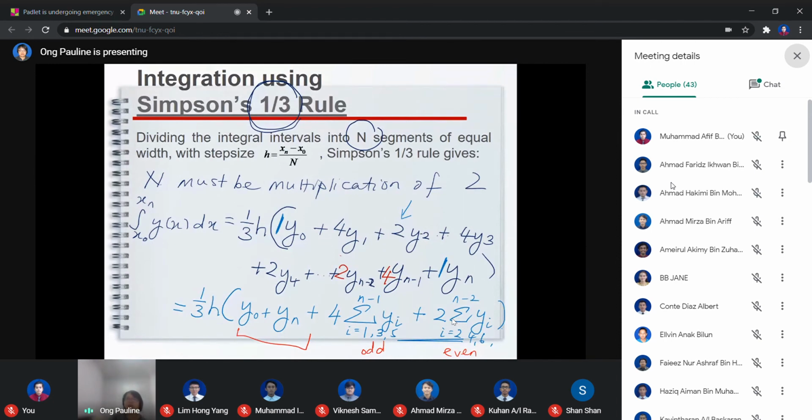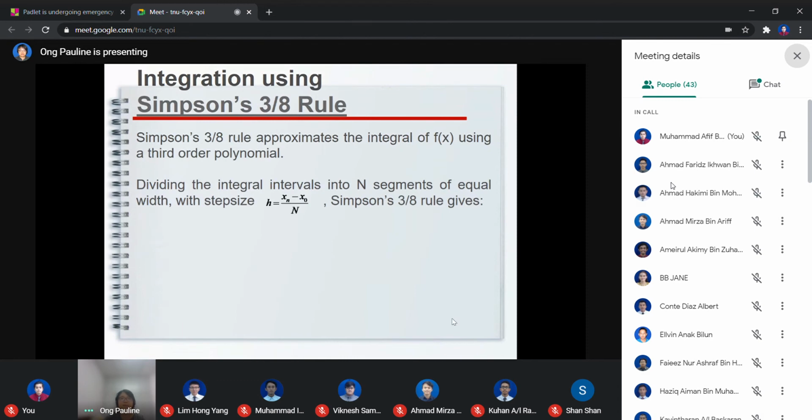Now let us look at the Simpson's 3 over 8 before we proceed to the example. For the Simpson's 3 over 8, we are making use of a third order polynomial here. So similarly, you try to approximate the function by using a third order polynomial. To get a third order polynomial, you need to have 4 points, right?